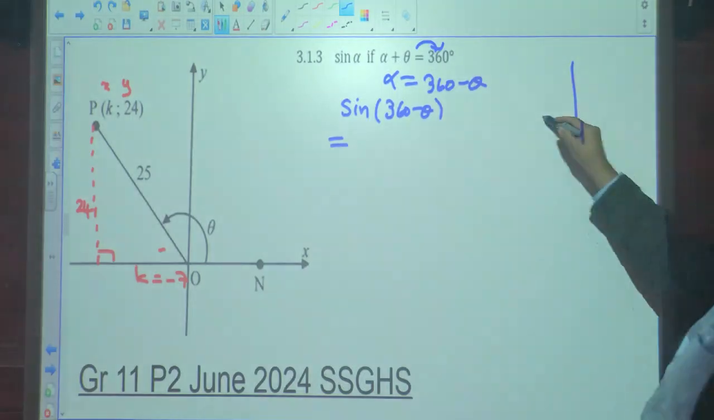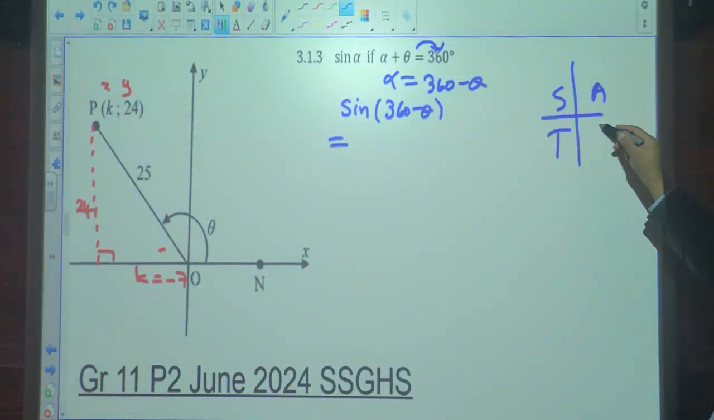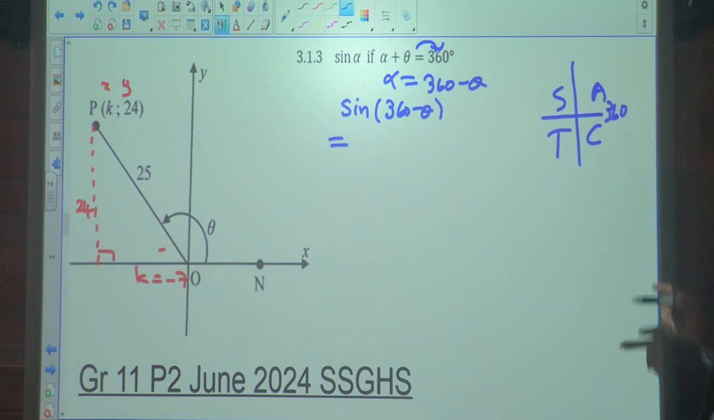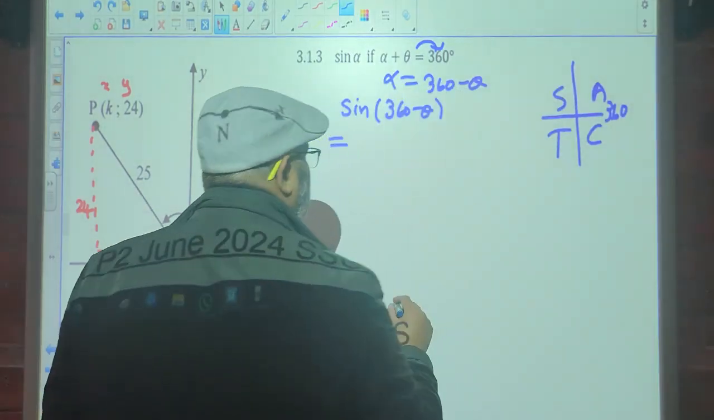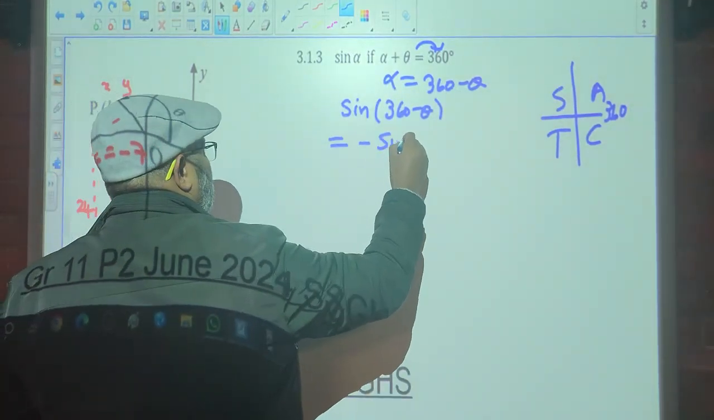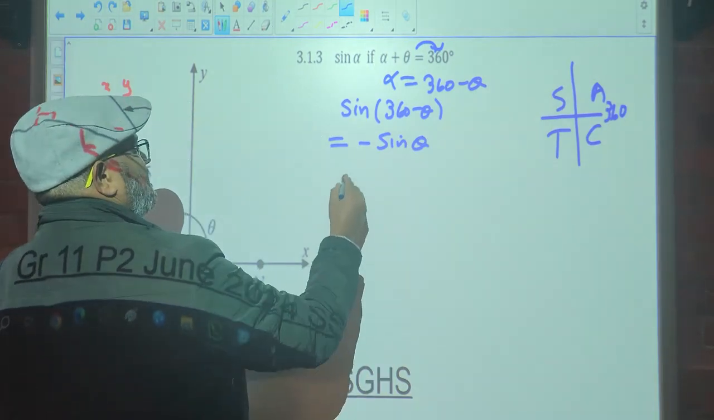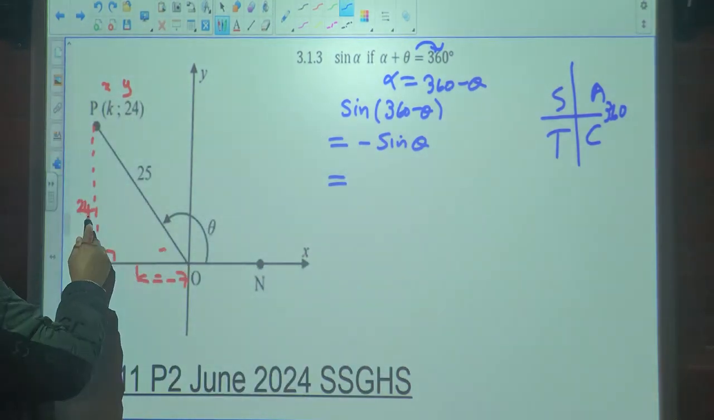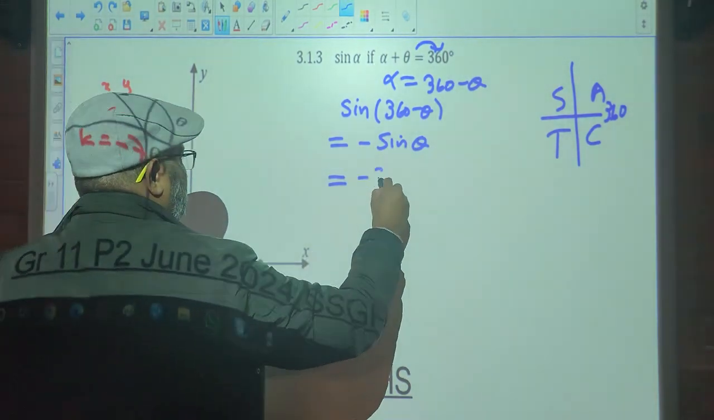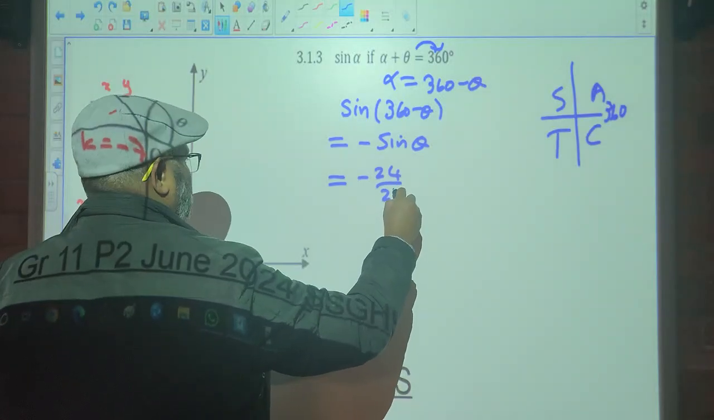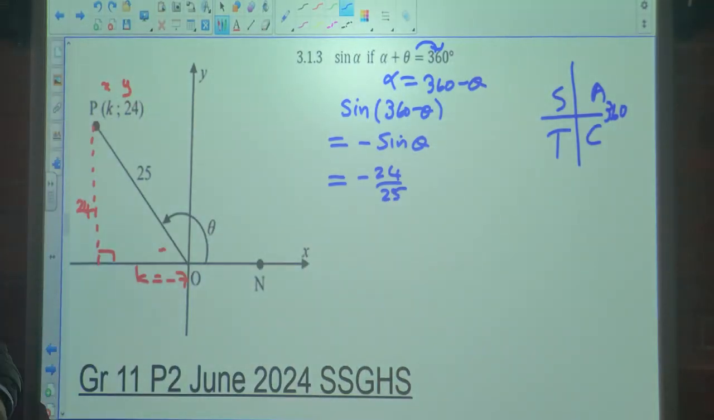So we go to the CAST diagram, All Stations To Claim. So 360 minus theta is in which quadrant? Quadrant 4. Sine is positive or negative? Negative. Sine theta. So when I say sine is opposite over hypotenuse, it's negative 24 over 25. Okay.